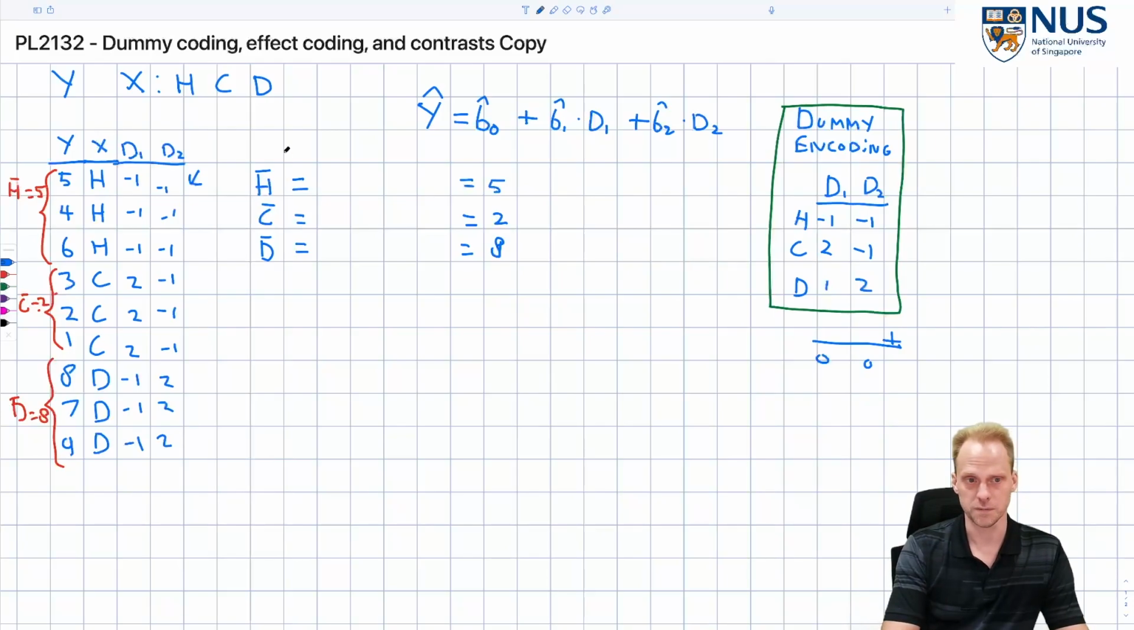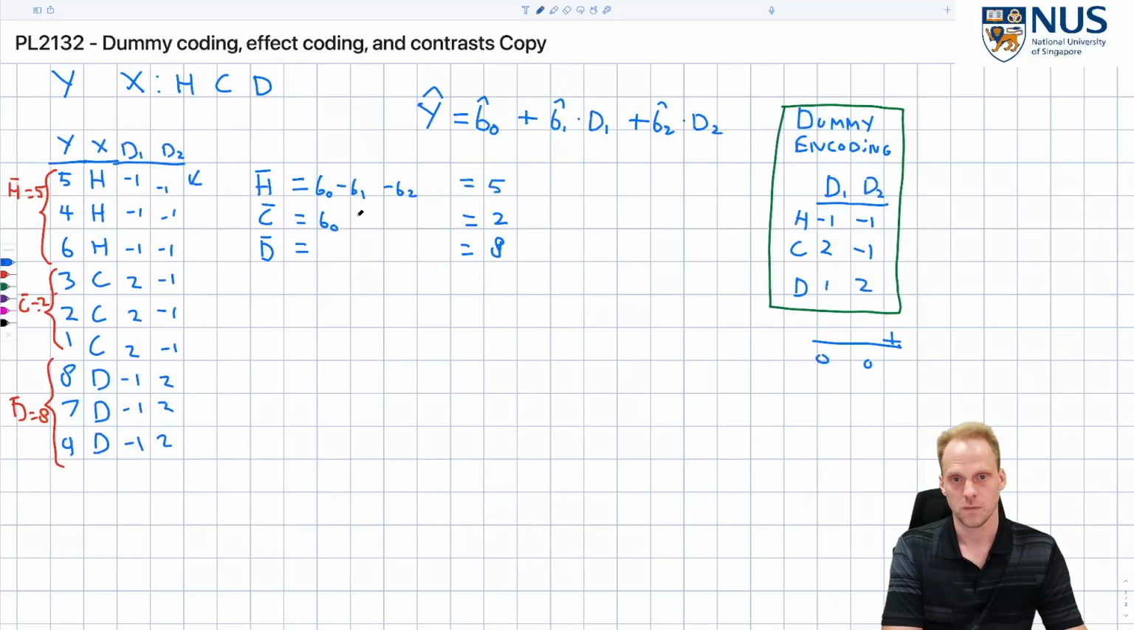So what's happening here? What is the average of happiness now? Well, we can see we have this B0 still, right? Then plus B1 times minus 1, so minus B1, plus B2 times minus 1, so minus B2. For cats, we have B0 plus 2 times B1 minus B2.